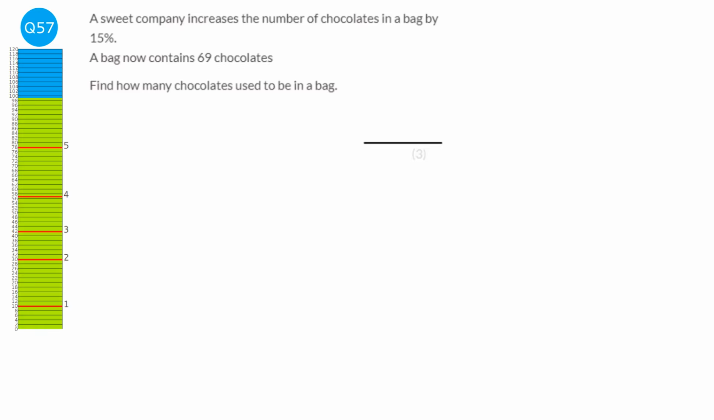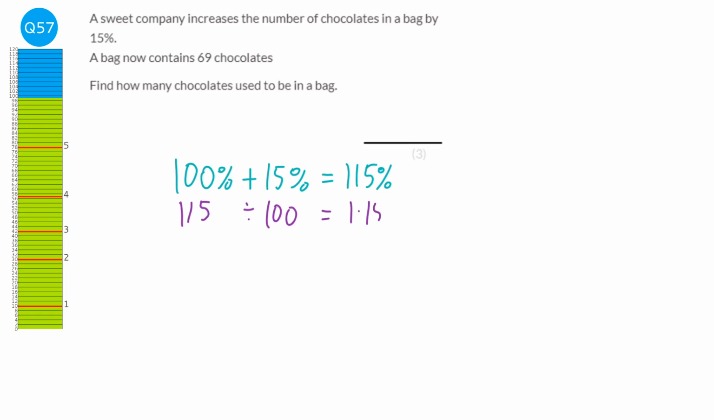So we're just going to focus on that and work out what the multiplier would be first. They started off with 100%, and they added 15%, and therefore they ended up with 115%. To find that as a multiplier, we take the 115 and divide it by 100, and that gives us 1.15. So that is the multiplier they used.